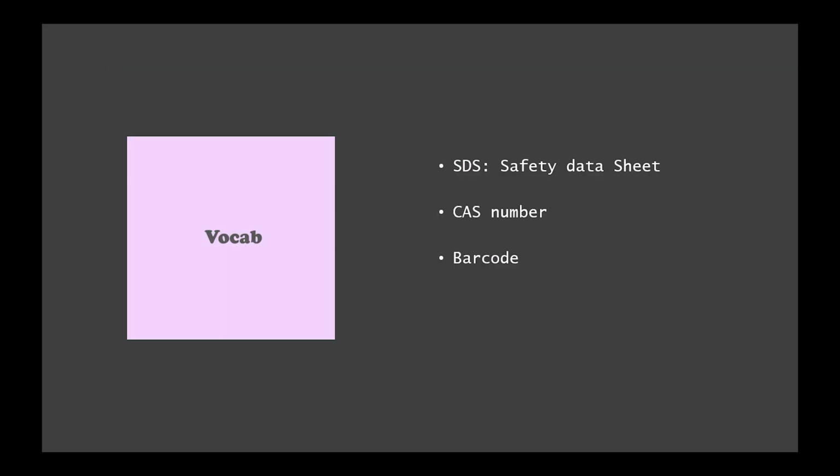Some vocabulary to keep in mind. An SDS is a safety data sheet. It is a document that a chemical company produces to provide information about the chemical's safety procedures. It usually is different depending on the company and the chemical itself. A CAS number is a unique set of numbers that identifies a chemical. And finally, a barcode is a method of representing data in a visual, machine-readable form.